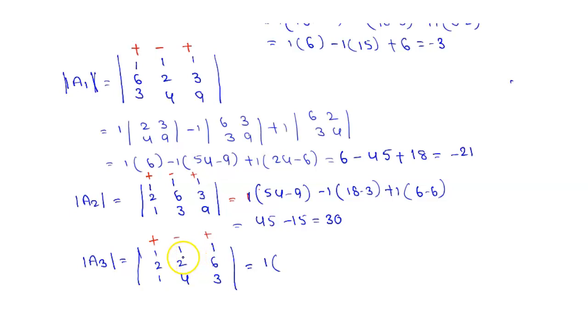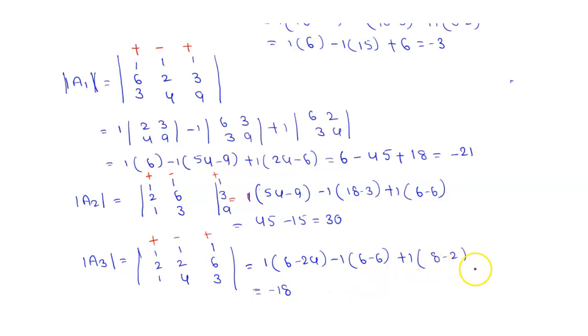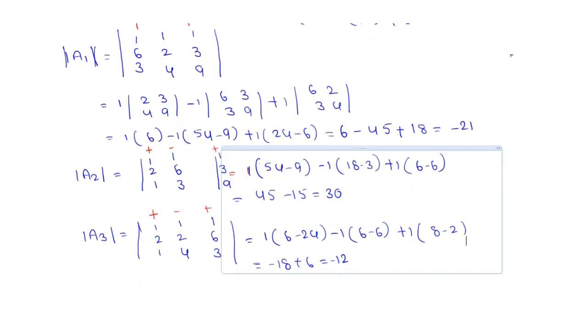Okay, right. So here 2 3s are 6, minus 24, minus 1 times 2 3s are 6 minus 6, plus 1 times 2 4s are 8 minus 2. So this is equal to 6 minus 24, that is minus 18. 6 minus 6 is 0. 8 minus 2 is 6, plus 1 into 6 is 6. So minus 18 plus 6 is equal to minus 12. Okay.